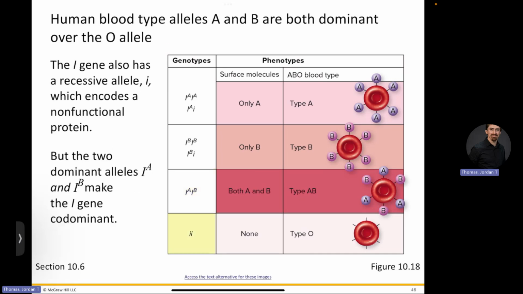Human blood type alleles A and B are dominant over the O allele. The I gene also has a recessive allele, little I, which encodes a non-functional protein. But the two dominant alleles, IA and IB, make gene I codominant. So it's saying that we still have that recessive, that little I. And the recessive in homozygous recessive results in type O, where we get no proteins. So both A and B are dominant over little I.